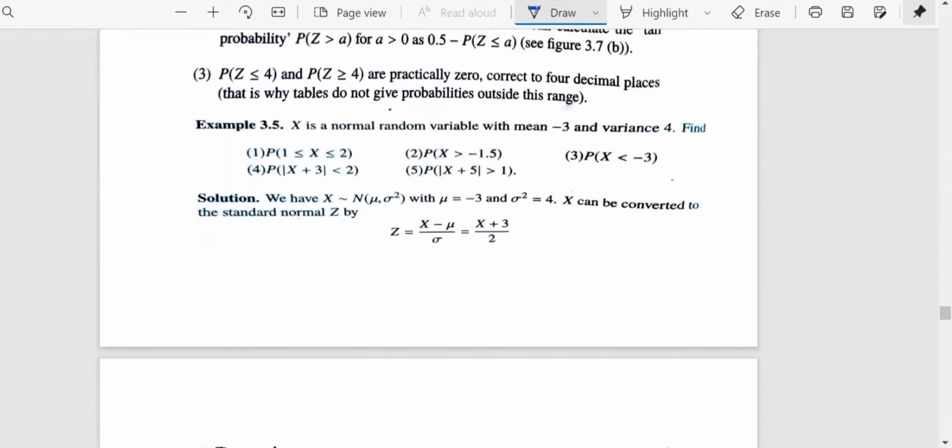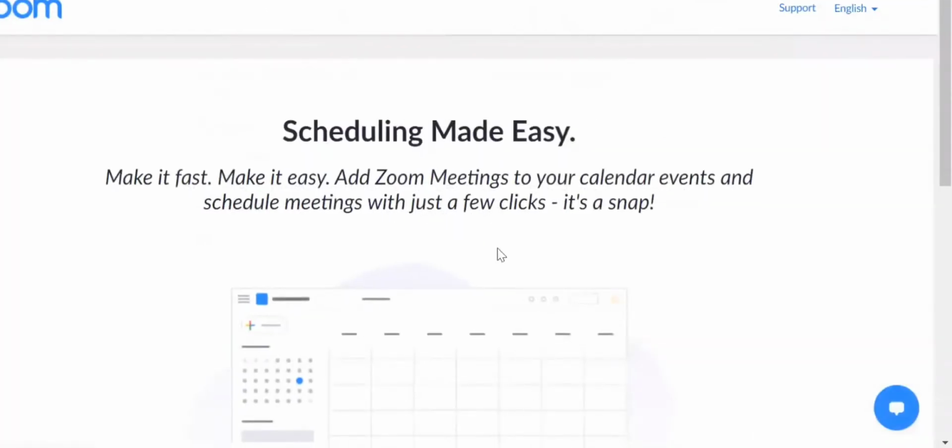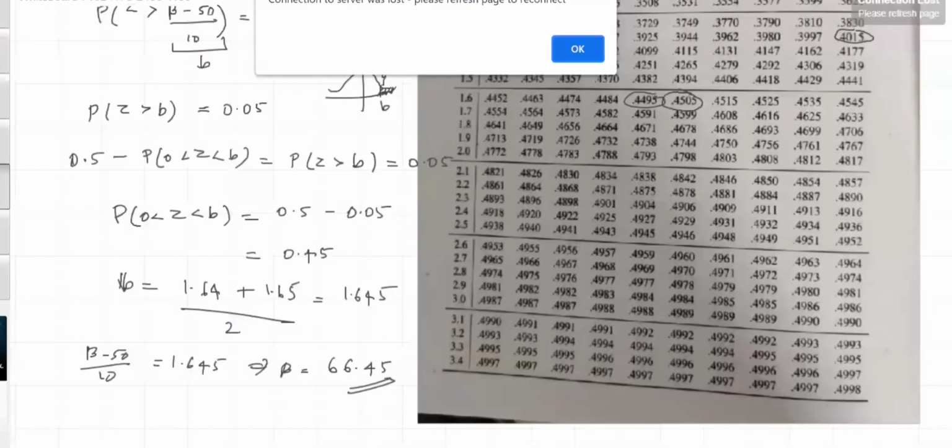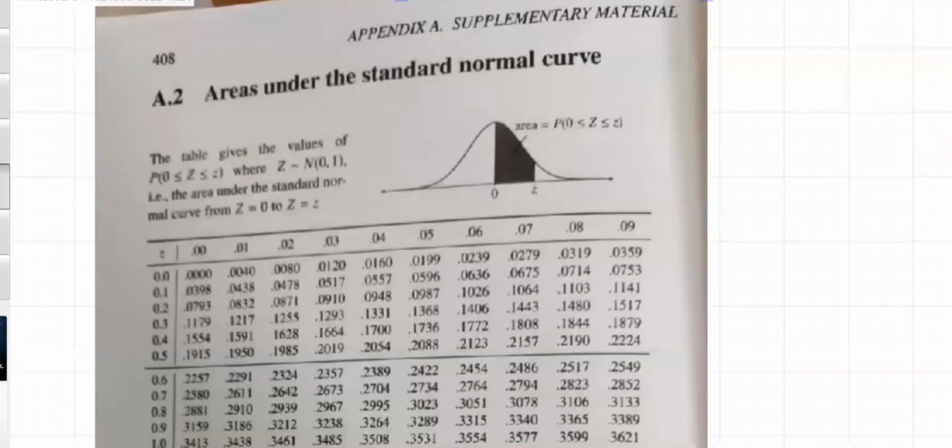Now, if you have a random variable, to read these values we have a standard normal table, which I will show you now. This is the standard normal table. Now, let's see how to read this table. So, let's do one problem and see how to read this table.